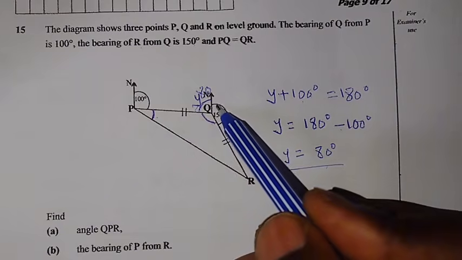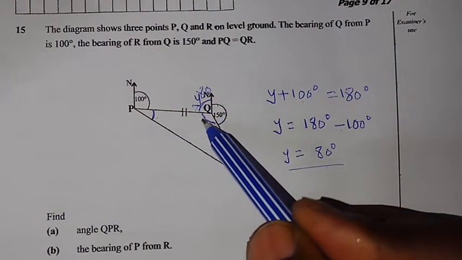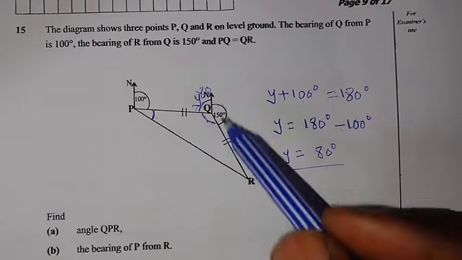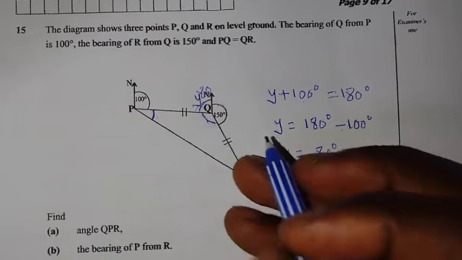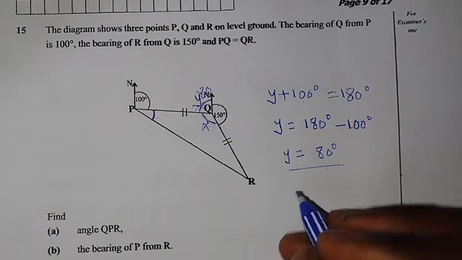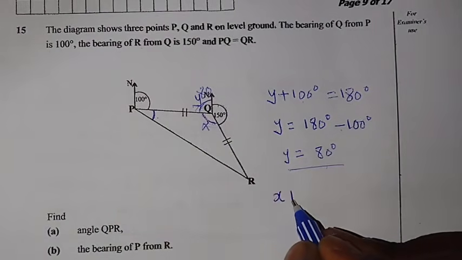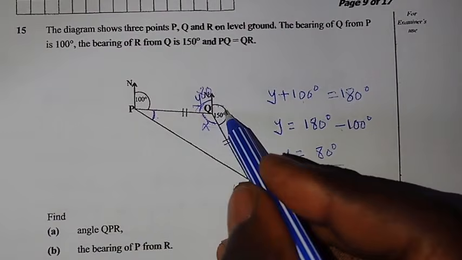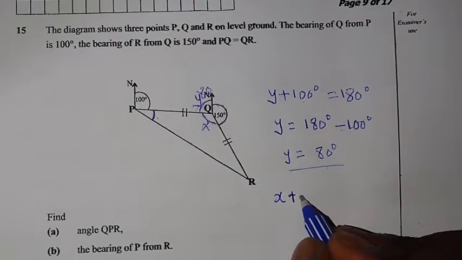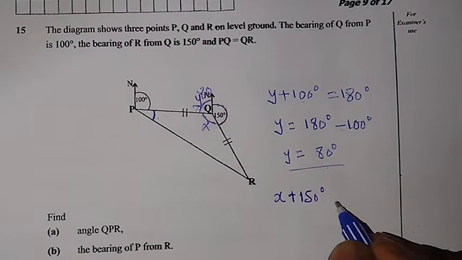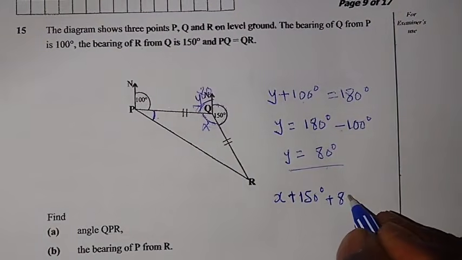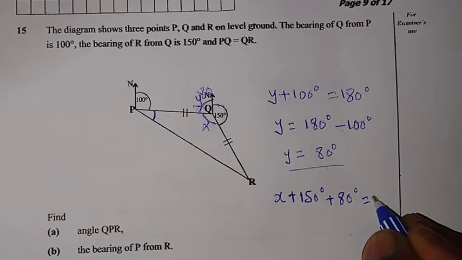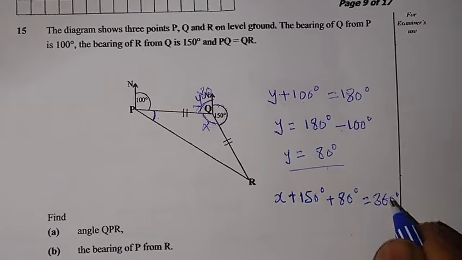Okay, so we know that the complete angle right here gives us 360 degrees. So we are going to say the angle which is inside we don't know. We put X. So we are going to say X plus this angle which is right here, 150 degrees, plus this angle right here which we have found, which is 80 degrees. And this will give us 360 degrees.